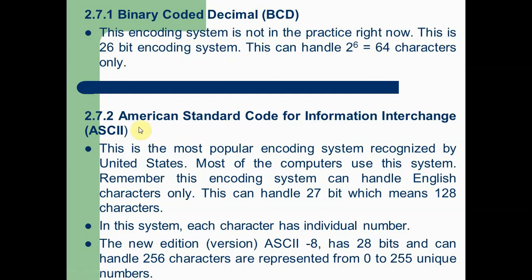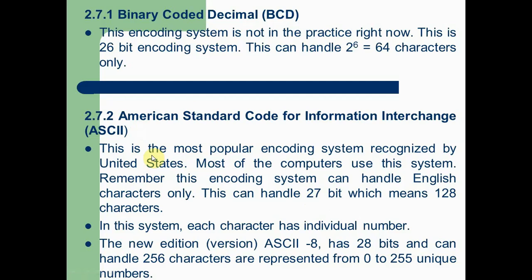The next coding system is the American Standard Code for Information Interchange. This coding system is very popular, and we are currently using it. Most of the USA and European countries use this coding system. This can handle a 7-bit coding system, which means 2 power 7 is equal to 128. So in the ASCII system we can use up to 128 characters.